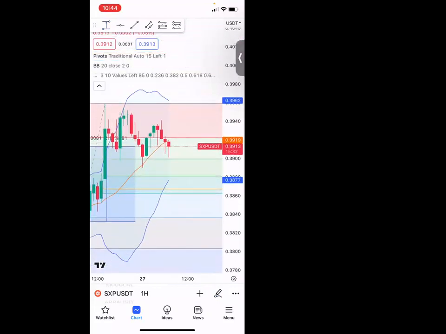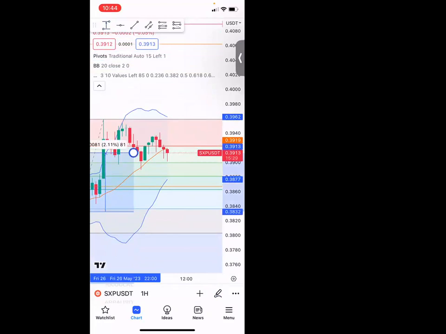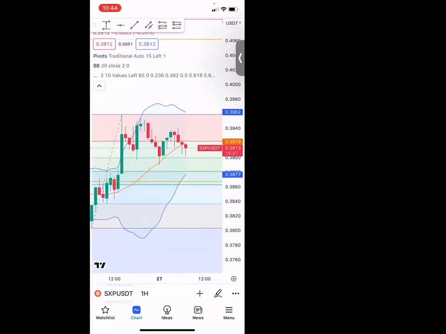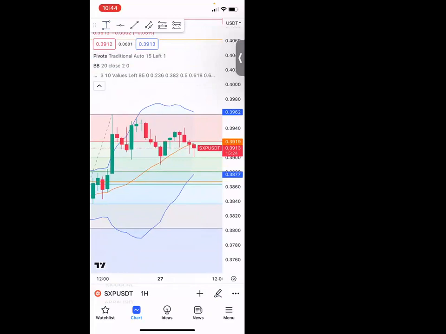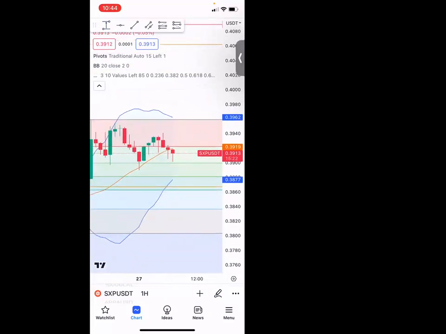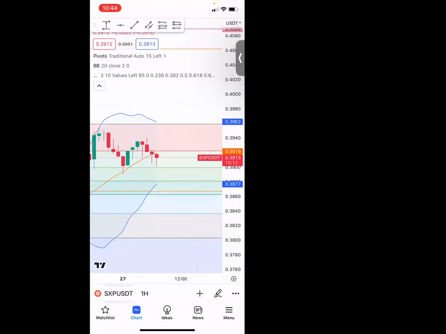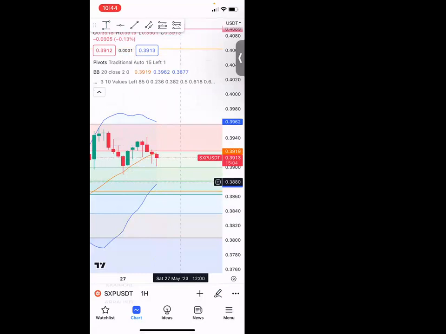Okay, so which opportunities are here as of now if I want to trade SXP? At this point, I don't want to enter the market because we are on the middle band. You get it? I don't want to enter the market at that point. I just want to wait until the price comes back to test the lower band and also test this.